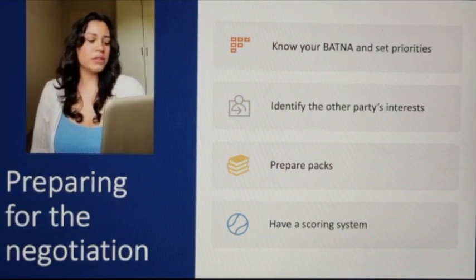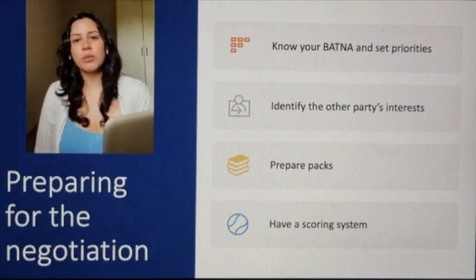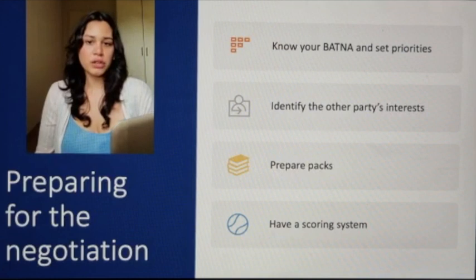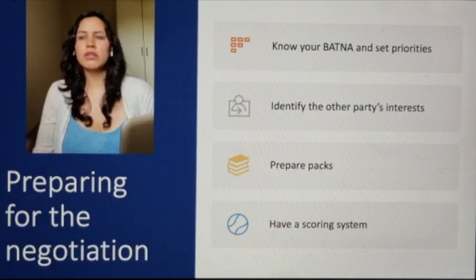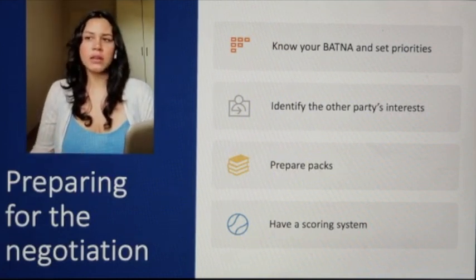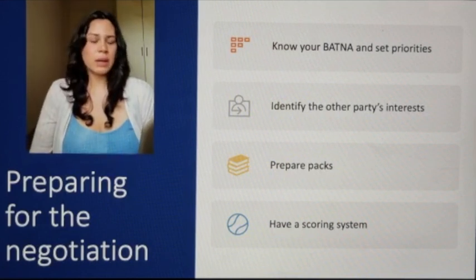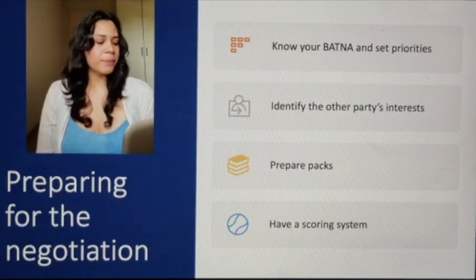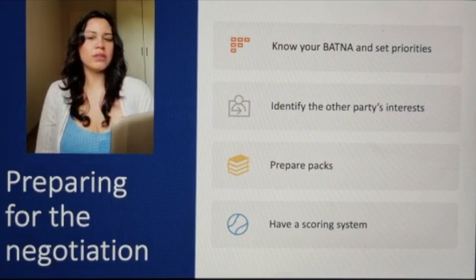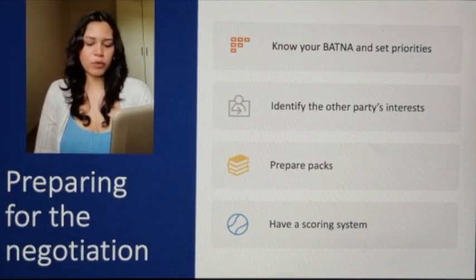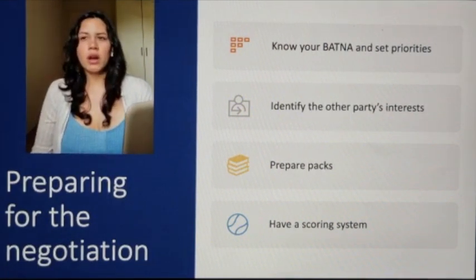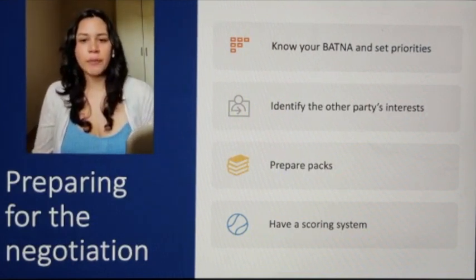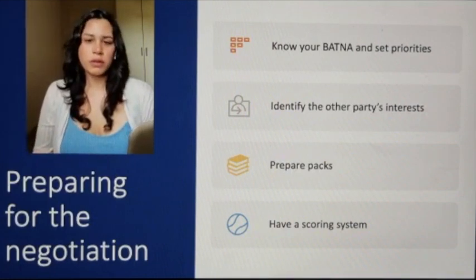Third, we need to prepare some packs that we will be offering during the negotiation, so the other party also can know our interests and they can know what we can accept and what we really cannot accept. And finally, having a scoring system is also very helpful, so we know if we're on the right path or not, if we're losing or winning at every moment of the negotiation.